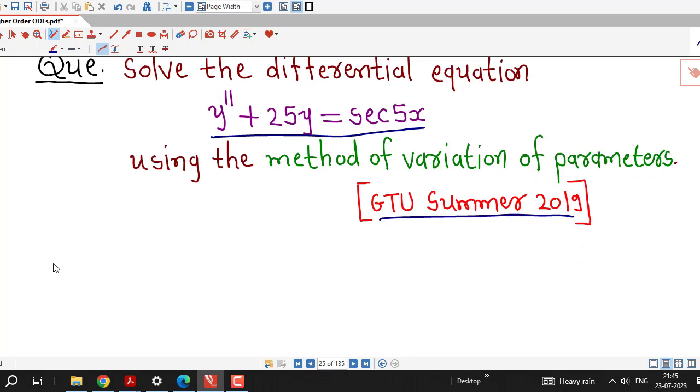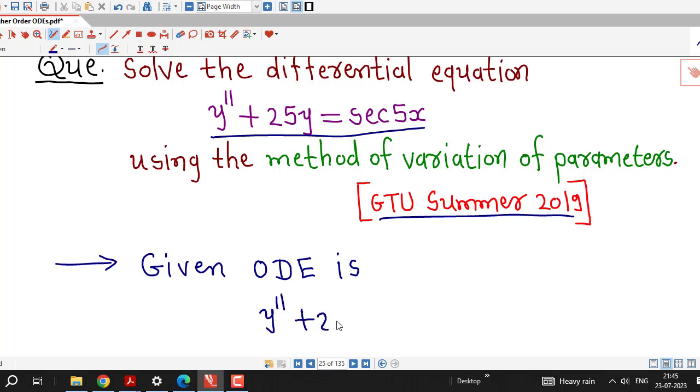First we write down what is given equation. Given equation is a linear differential equation which is non-homogeneous, and it is a differential equation with constant coefficients. y'' + 25y = sec 5x, and we give this number 1.